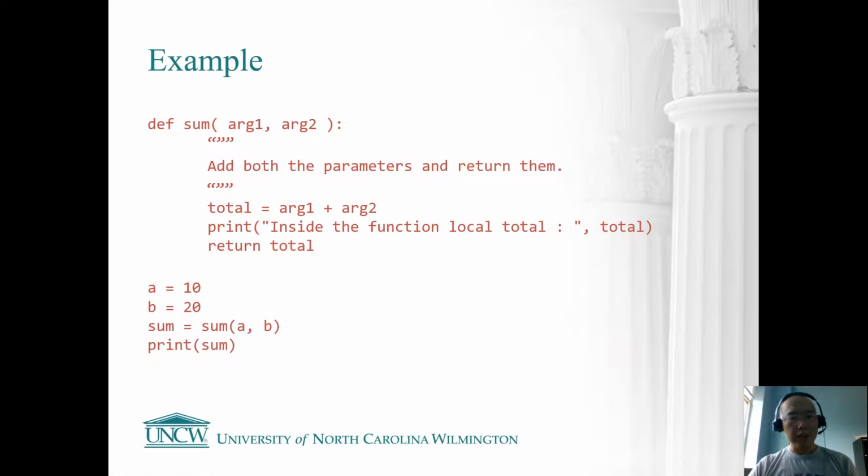And after that, since we have already defined a function, which is sum, now we can make a function call to the sum function. And how do we do that? First we want to create two variables, a and b, and then we do sum equals sum of a and b. Okay, I'm adding a and b together, and then I'm printing the sum.